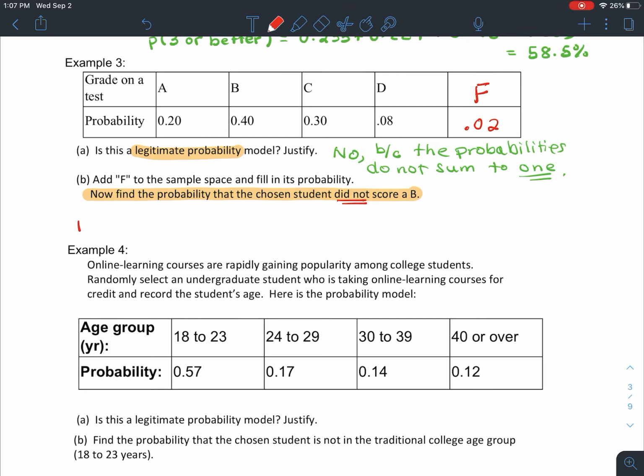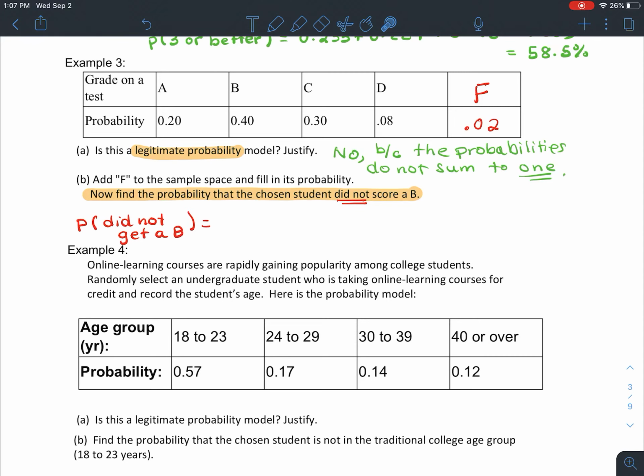Okay, then it says, now find the probability, and read this carefully here, that the chosen student did not score a B. Okay, so we're looking for the probability that they did not get a B. Communication is always key in AP Stats. You'll notice I'm labeling this. I'm not just writing a naked answer down. You always want to label what that fraction or decimal that you're putting down represents.